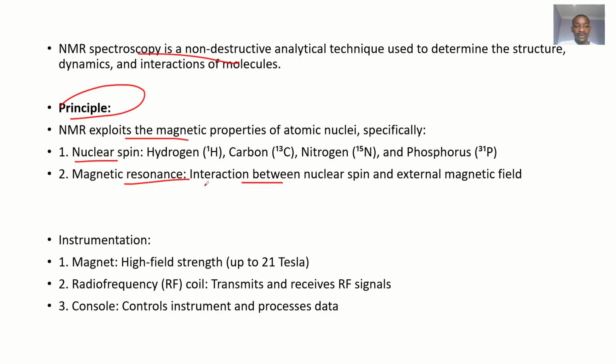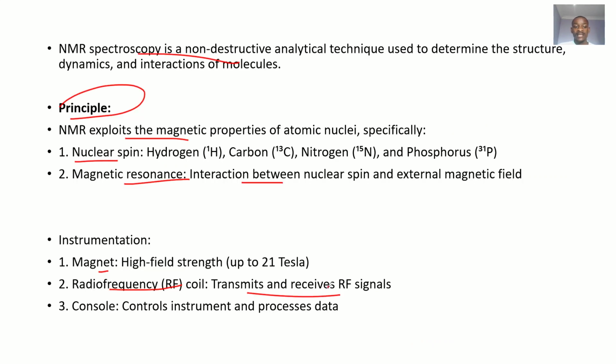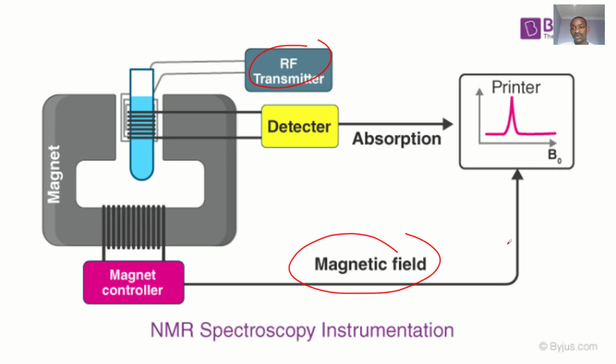Now what is the instrumentation? It has a magnet with a high field strength of up to 21 teslas. It has a radio frequency coil which transmits and receives radio frequency signals. Then it has a console that controls the instrument and processes data. This is the printer, which will display the information, basically the answers to what you just did.